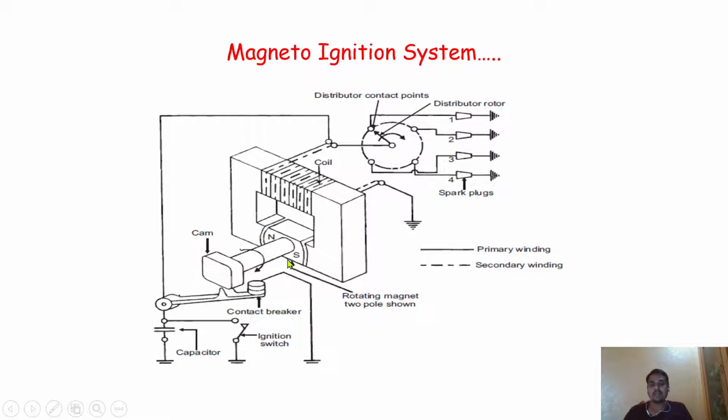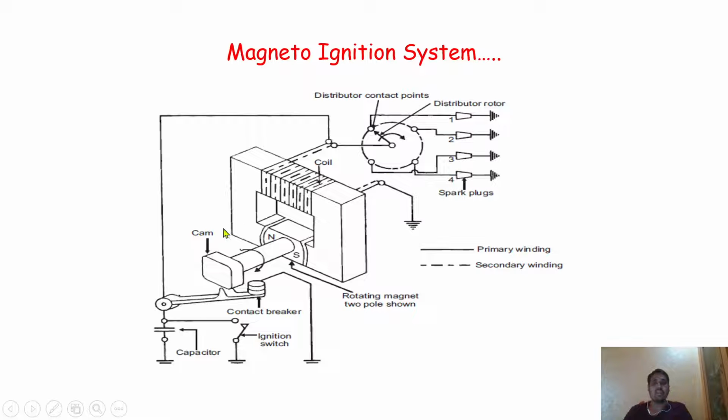What will happen? The EMF will be induced because of the rotation of the magnet. As the magnet rotates, the EMF is induced and there is a generation of voltage. The electricity is generated in the form of voltage and is supplied from the windings, initially the primary and then the secondary, and we are able to increase the voltage from very low to very high. Then it is supplied to the distributor system. The distributor rotates, and it supplies the required voltage to each and every spark plug.